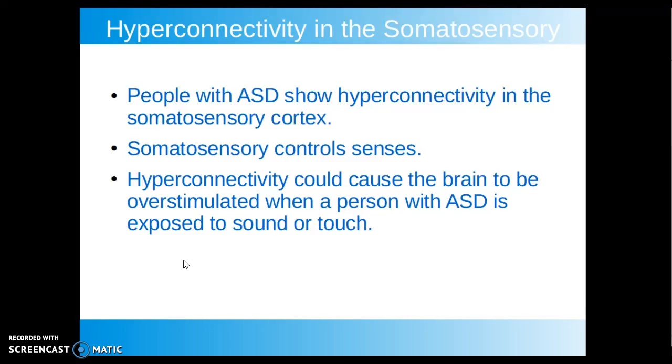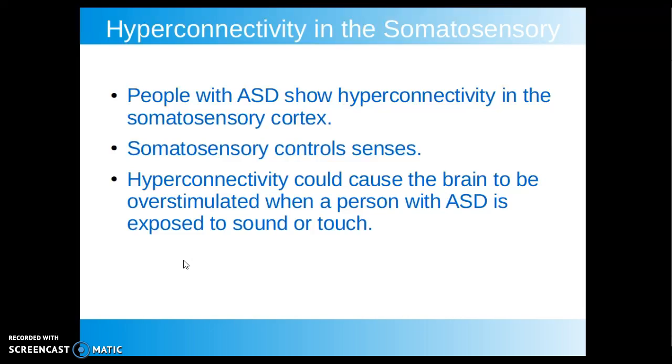And also, when just talking about a simple hug, this person also did not like to be hugged very much. It was obviously an overstimulation for her. She did not like it and did not want that physical contact. So these behaviors obviously correlate with the hyperconnectivity seen in the somatosensory cortex in people with autism.